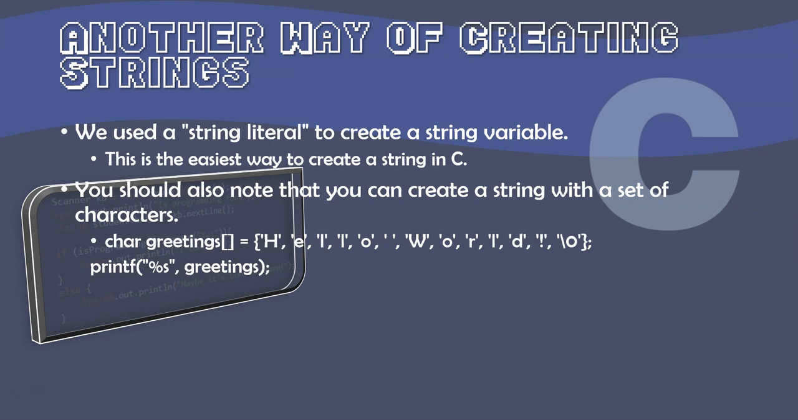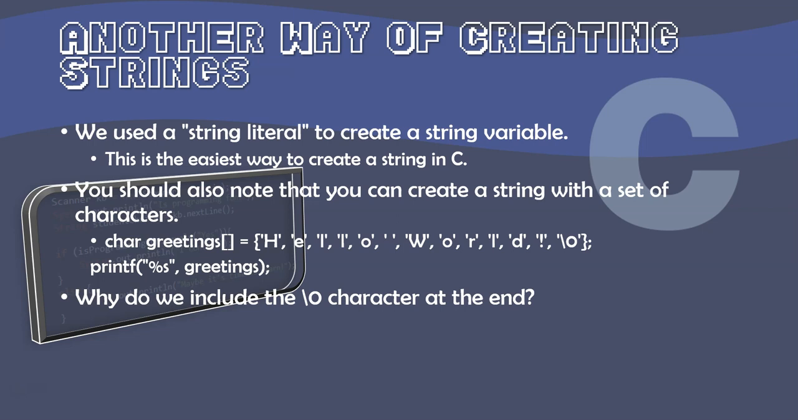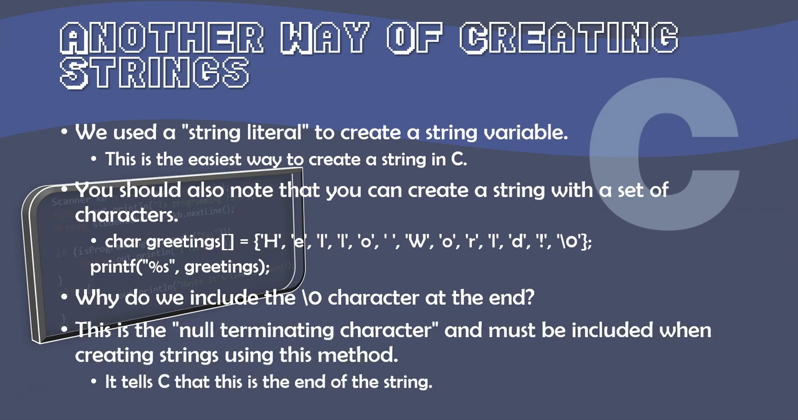This is still a perfectly valid way because remember, it's an array of characters. However, you do notice there is also a \0 at the end. The reason there's a \0 here is because this is the null terminating character and has to be included when creating strings using this method. This is C's way of saying, hey, this is the end of the string. While this is not a more common way, and the way we saw previously is much more common, this can be a perfectly valid approach if you want to use this implementation.